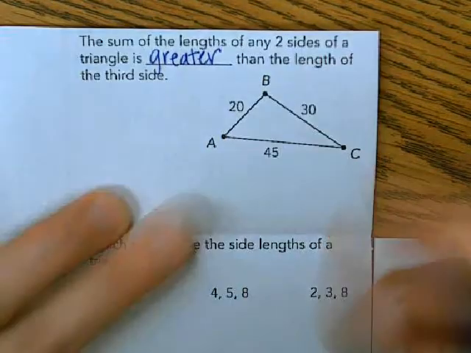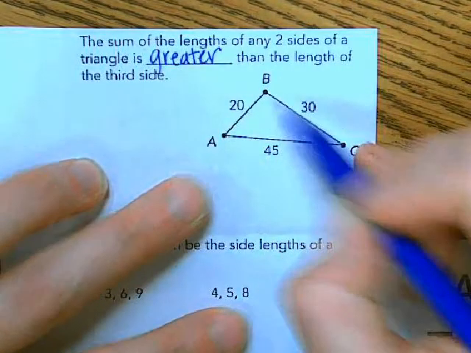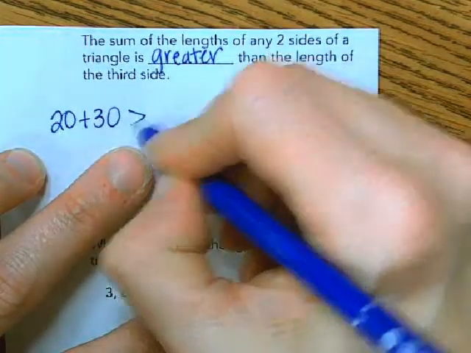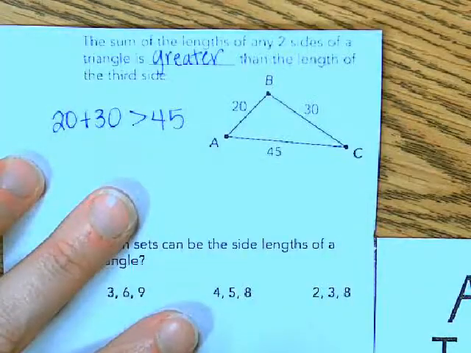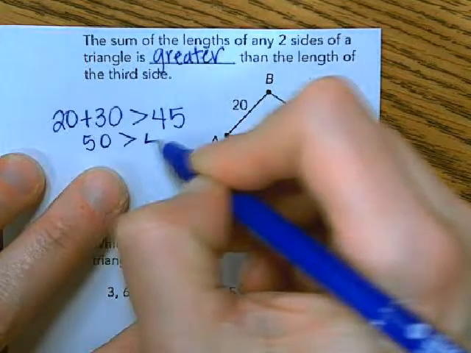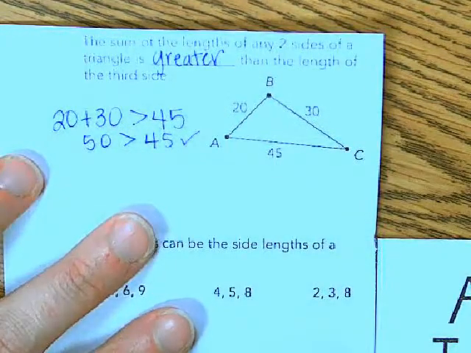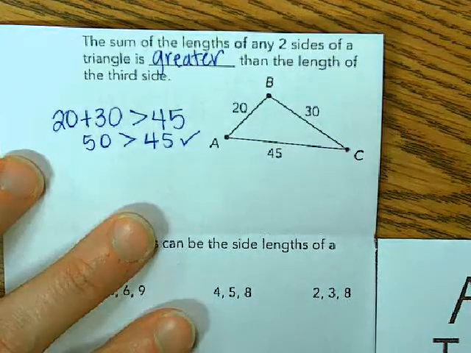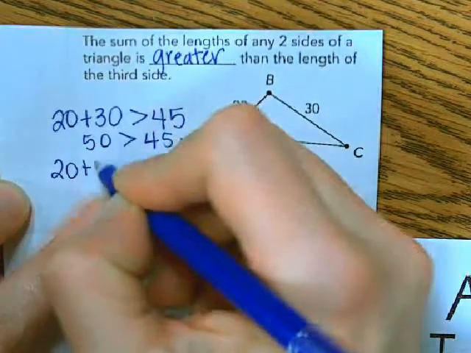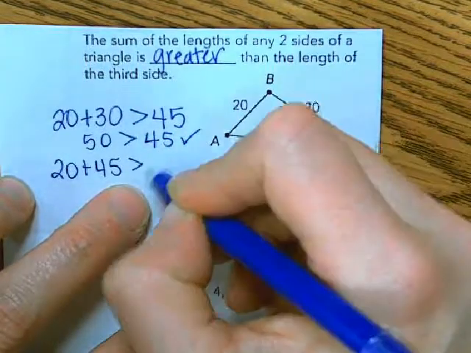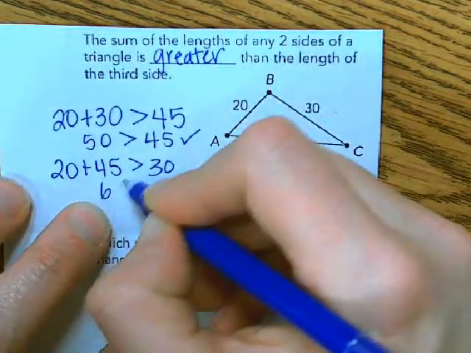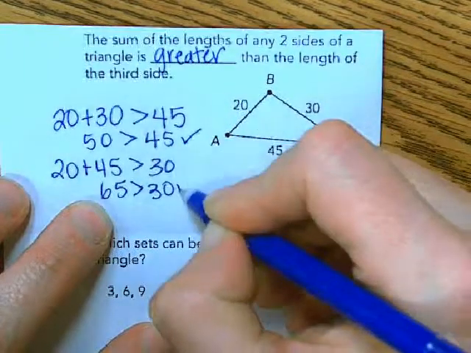So, if we're looking at this example here, we would say AB plus BC, so 20 plus 30, needs to be greater than 45. And we would check to see if that was true. So we would say 20 plus 30 is 50, 50 is greater than 45, so that works. Okay? But we have to try all of them. So then we would say AB plus AC, so 20 plus 45 has to be greater than that third side, 30. And that is true, because 65 is greater than 30.